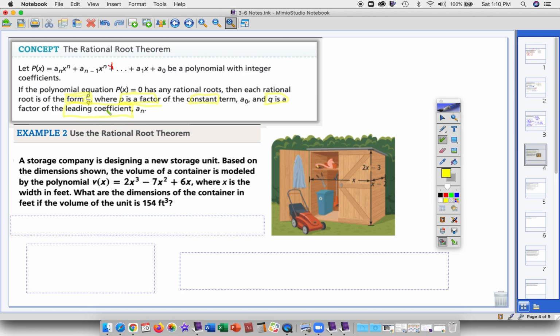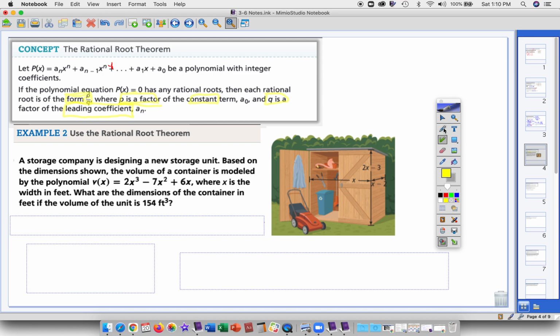So that's why in the examples I was just showing you, our leading coefficients were always 1s or -1s. We could disregard it. But if we have something other than a 1, then we have to look at the factors of the constant over the factors of the leading coefficient.